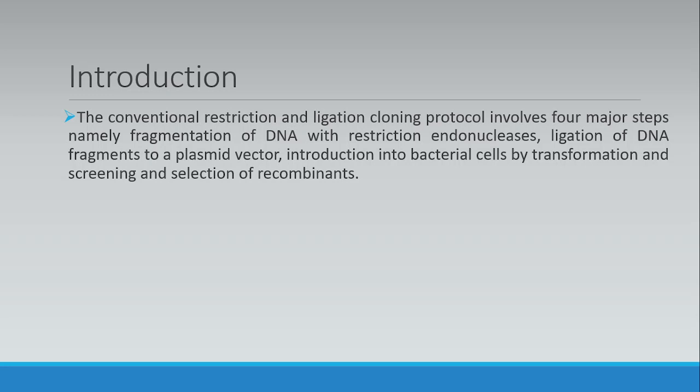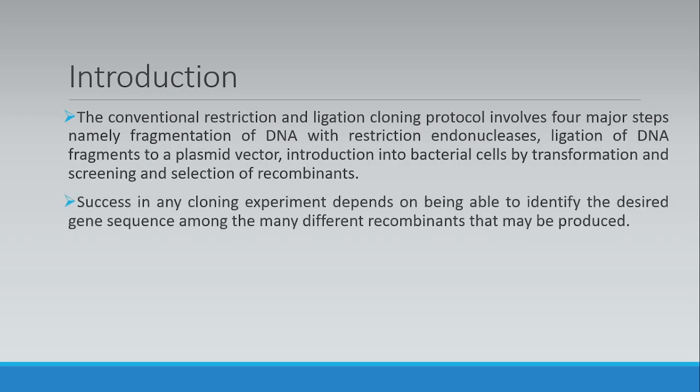the chosen vector. In this case, a plasmid vector, or it might be a phage vector or a hybrid vector, or it might be a eukaryotic vector. Then introduction of the recombinant vector into the bacterial cells by transformation, and then selection and screening of recombinants. The success of a cloning experiment here depends on the ability to identify the desired gene sequence among the many different recombinants that may be produced.